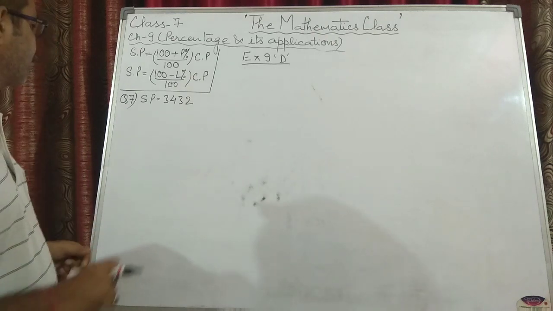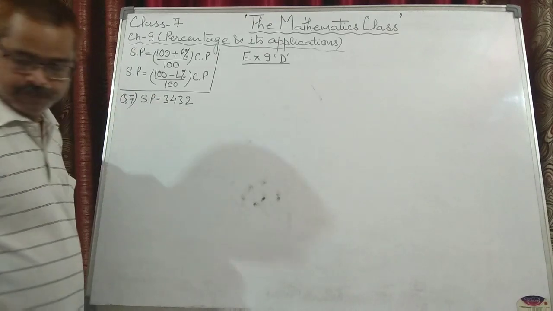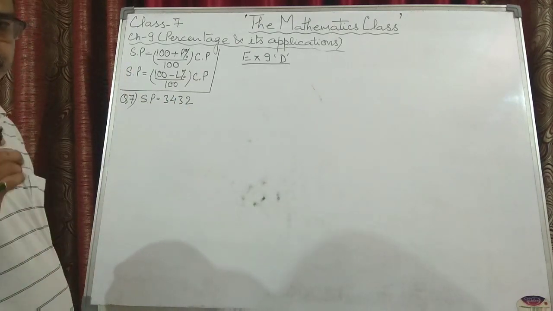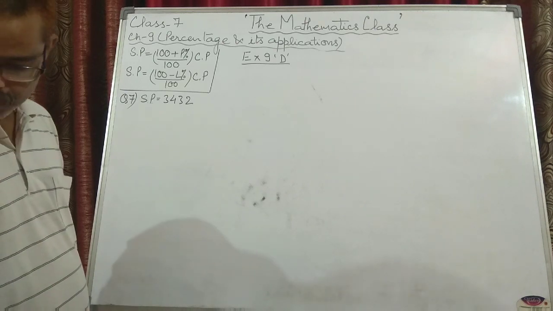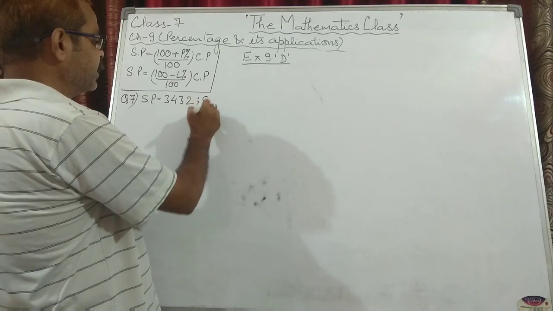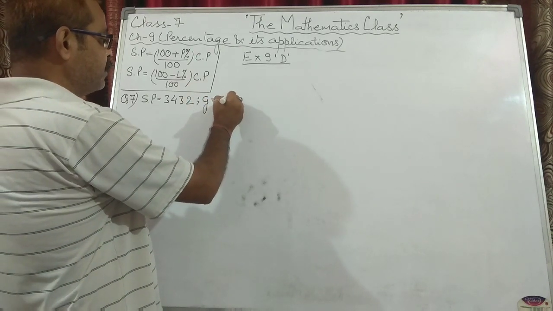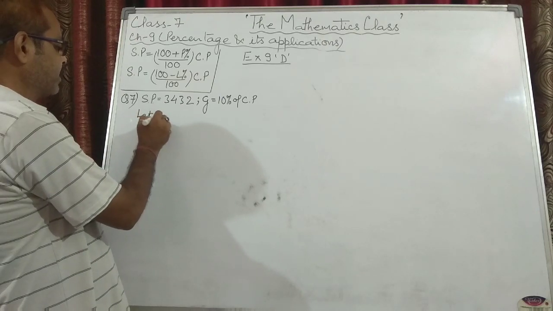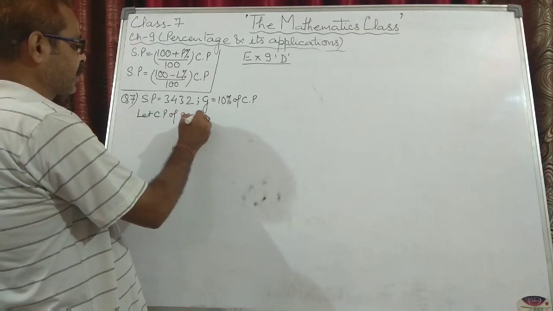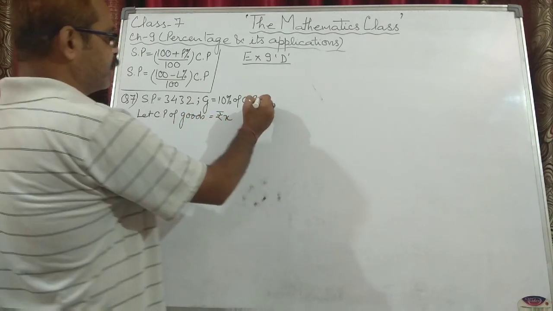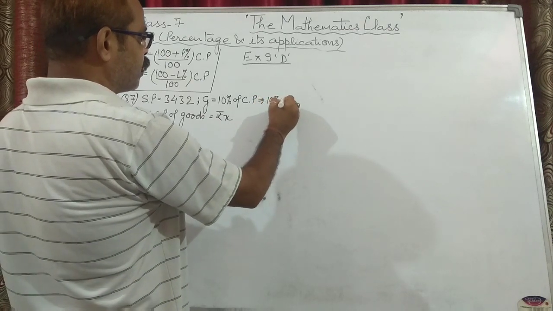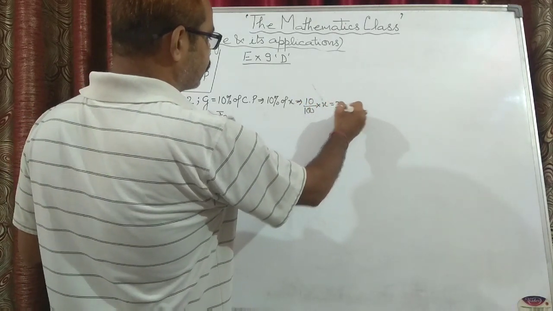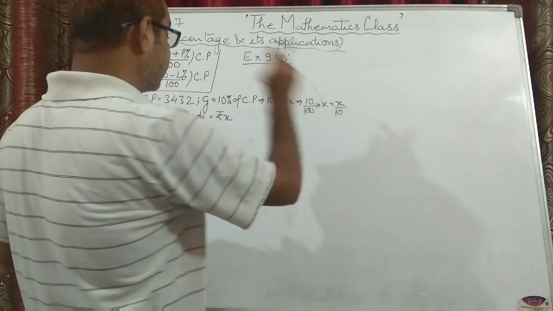Now I have taken question number 7. This is a good question according to your level. What do they say? If goods are sold for rupees 3432, meaning the selling price of some goods is given as 3432, 10% of their cost is gained. Gain is given in the form of cost price, that is 10% of cost. So first of all we will assume that the cost price of the goods is rupees X. So 10% of X, that is 10 upon 100 into X, that is X upon 10. This is the gain. Gain is X upon 10 in rupees.